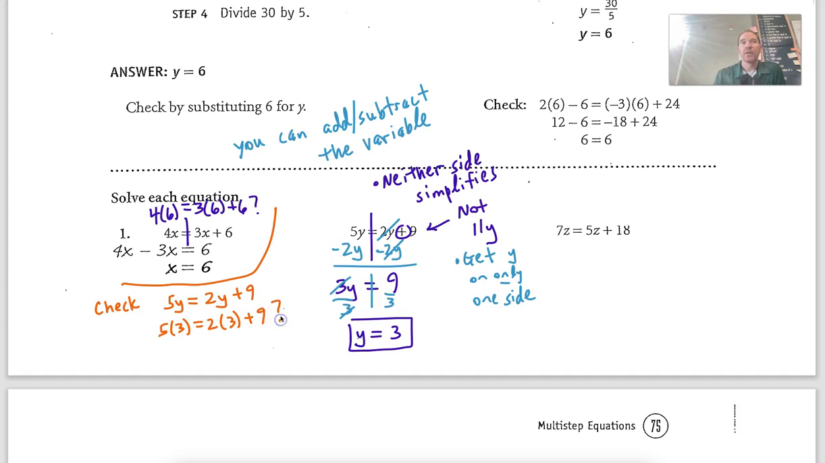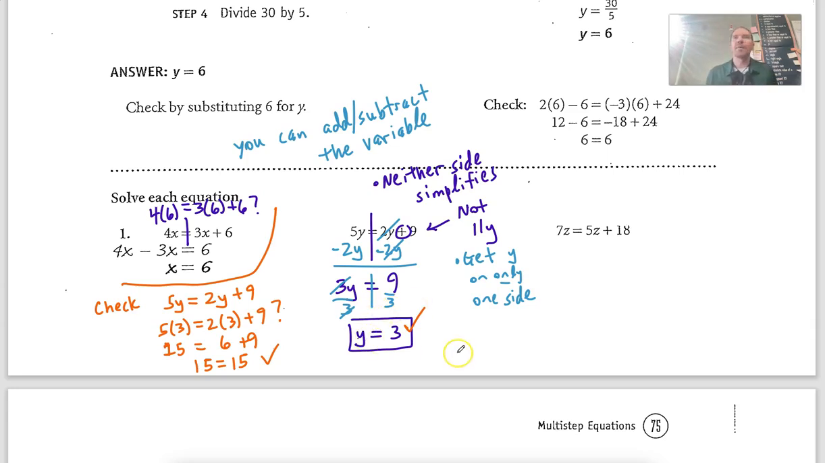Is that true? I don't have to cancel anything at this point. I'm just checking. I'm replacing the variable with what I think is its value, and now I'm just doing the operations. 5 times 3 is 15 over here. 2 times 3 would be 6 plus 9. And yeah, 15 equals 15. That works. So y equals 3 is a good answer.